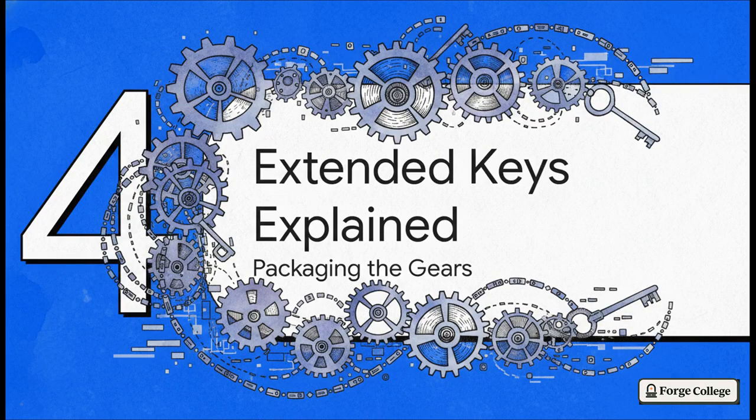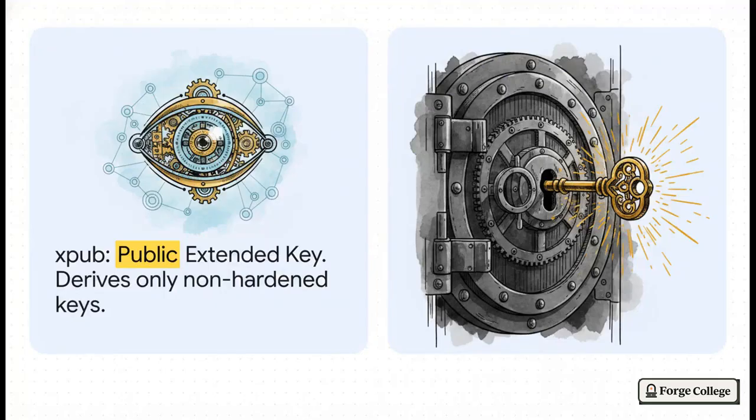All right, Section 4, Extended Keys Explained. How we package up all these gears. So we package these keys up as extended keys, completely serialized into a format that we can easily export. Here's the ultimate matchup, XPub versus XPRV. An XPub, or public extended key, contains the parent public key and the chain code, but it can only derive non-hardened child public keys. It's essentially public, view-only magic.